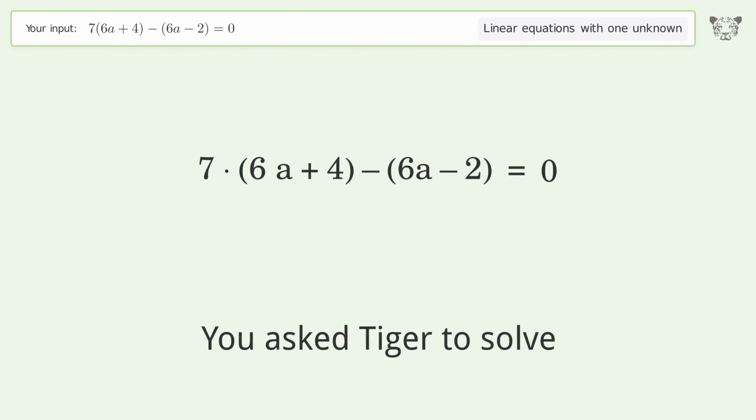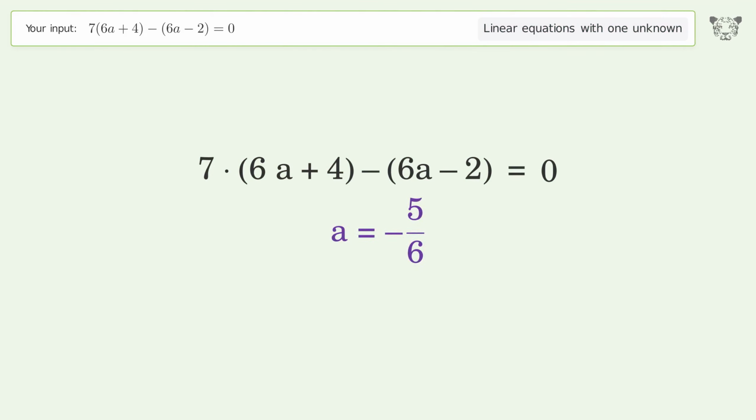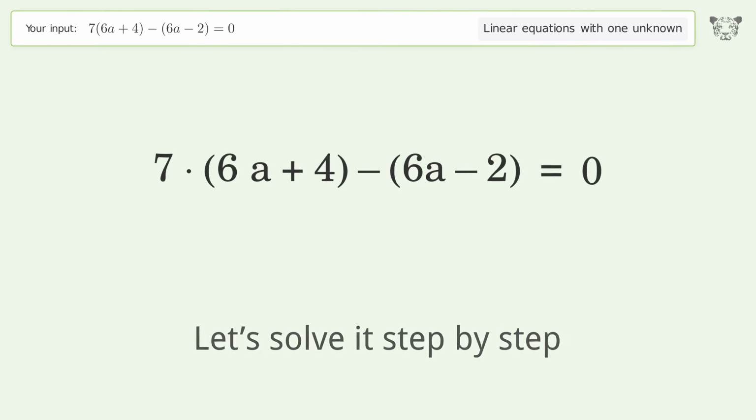You ask Tiger to solve this. This deals with linear equations with one unknown. The final result is a equals -5/6. Let's solve it step by step.